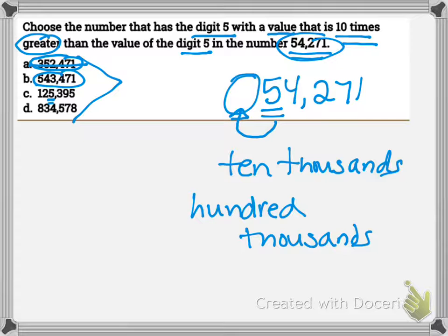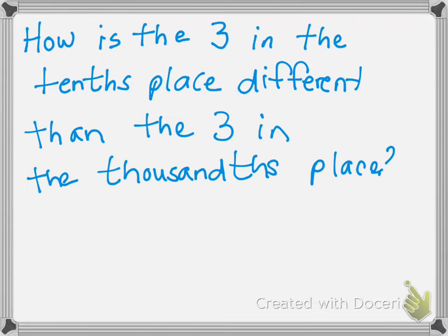This one has a 5 that is 10 times less. It's 1/10 of, so that wouldn't work. Plus it has a 5 in the ones place, and this has a 5 in the hundreds place, and that is not 10 times greater than our 5 over here. So B would be the correct answer. Let's take a look at one more.